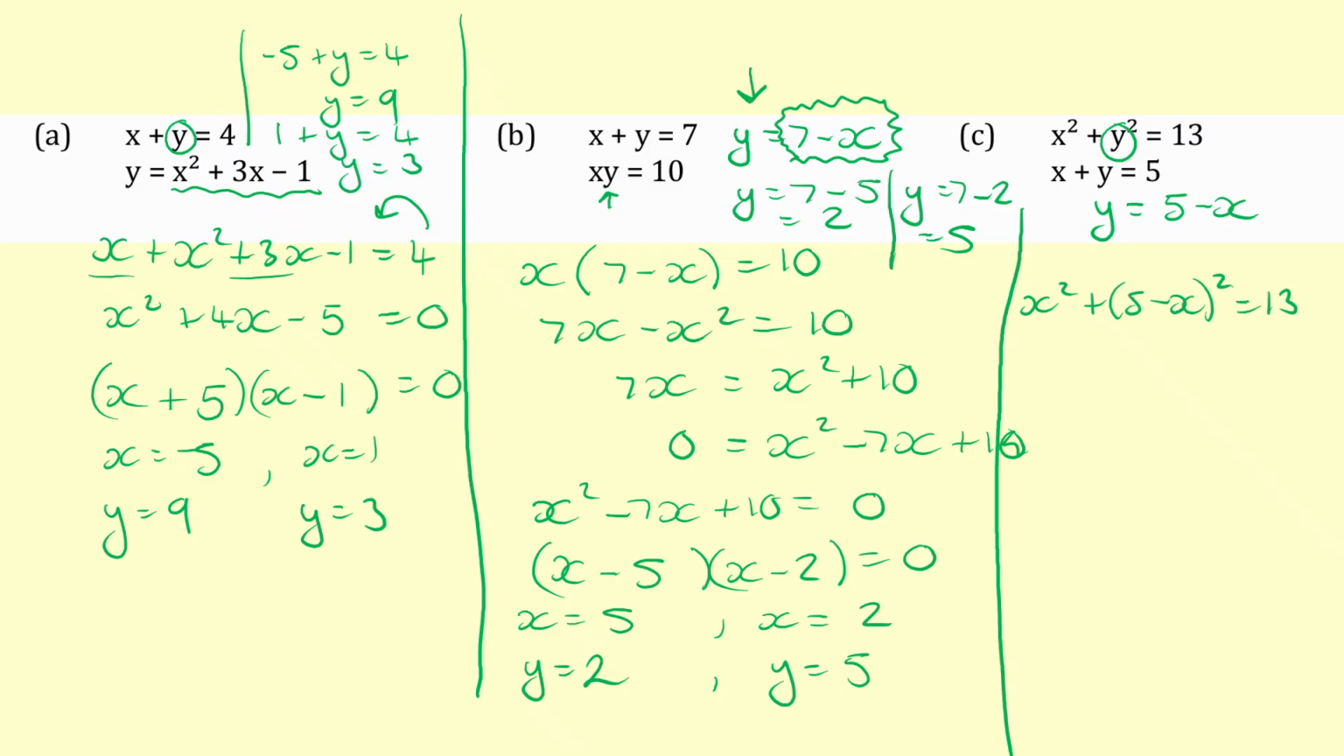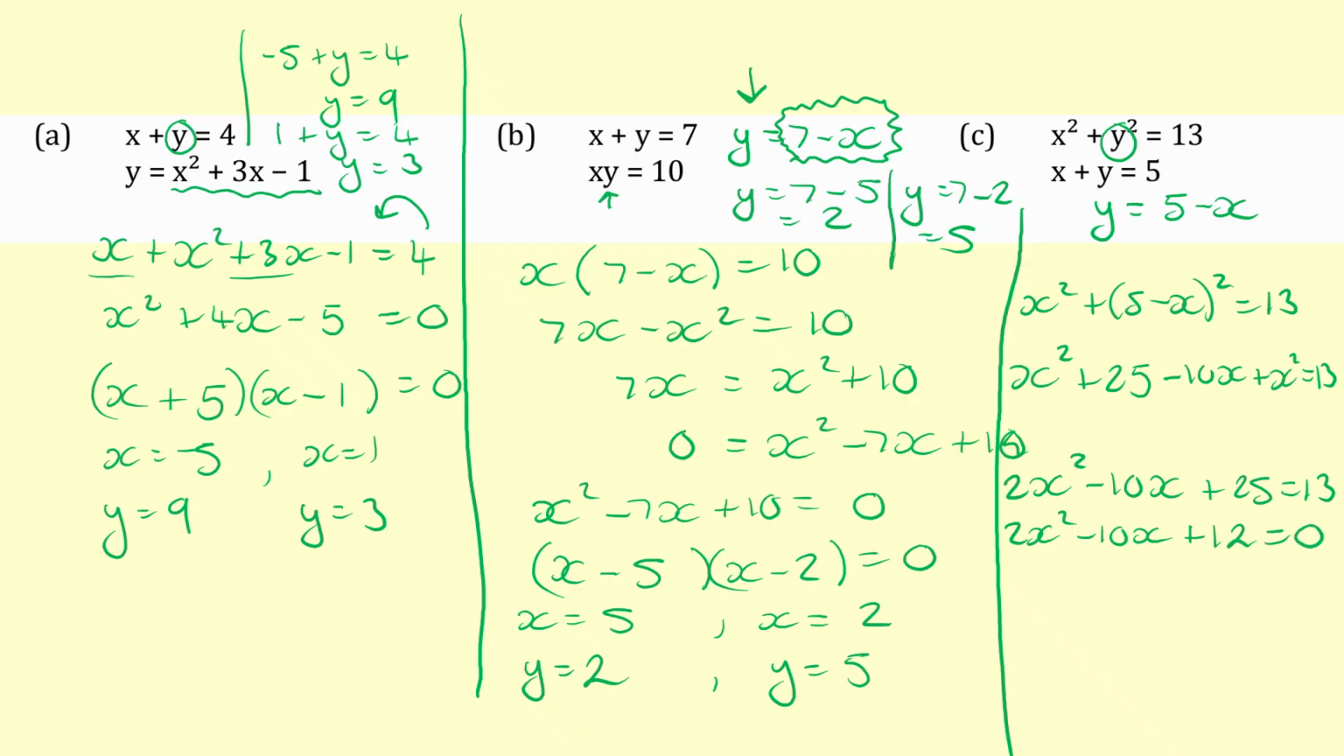Expand the double bracket. You can use pen and paper to do that. I'm just going to quickly do it in my head. So you're going to get 5 squared, which is 25. You're going to have minus 5 times x twice, so minus 10x. Negative x times negative x is a plus x squared, and that equals 13. So to tidy this up, we're going to end up with 2x squared, minus 10x, plus 25 equals 13. Now take off 13. So we have 2x squared, minus 10x, 25 take off 13. That's going to get us 12 equals 0.